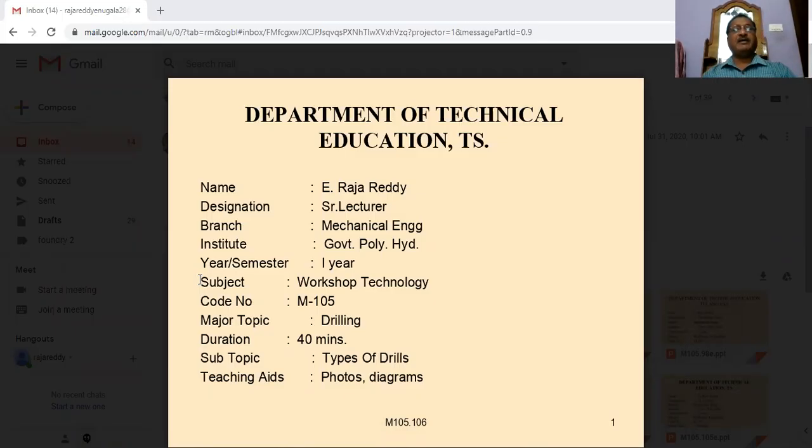I am E. Raja Reddy, Senior Lecturer, Branch Mechanical Engineering, Government Polytechnic, Hyderabad, Masabtank. Year: first year. Subject: Workshop Technology, code number M105. Major topic: drilling. Duration: 40 minutes. Subject topic: types of drills.